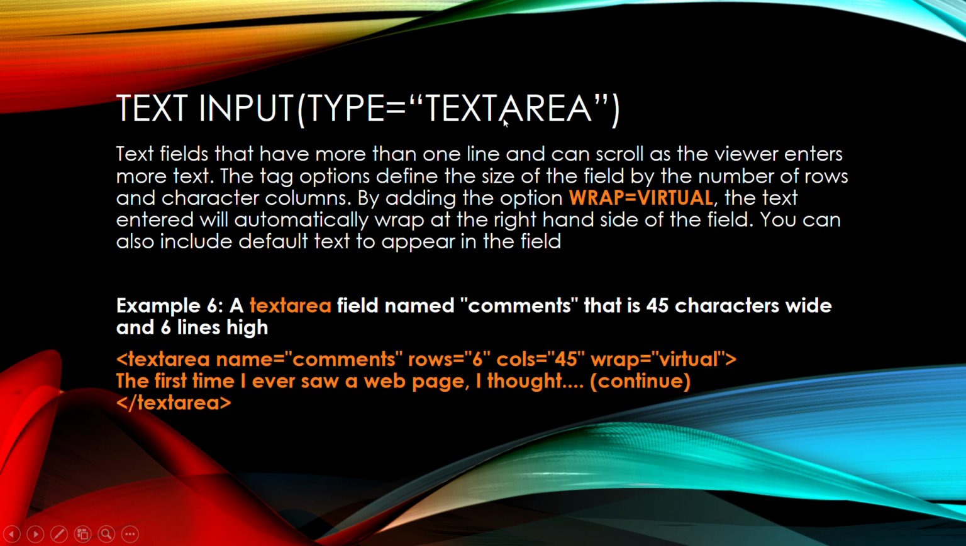This is the text area, input type equals textarea. Text fields that have more than one line and can scroll as the viewer enters more text. The tag options define the size of the field by the number of rows and character columns. By adding the option wrap equals virtual, the text entered will automatically wrap at the right-hand side of the field. You can also include default text to appear in the field. This is example 6 containing 45 characters wide and 6 lines high.